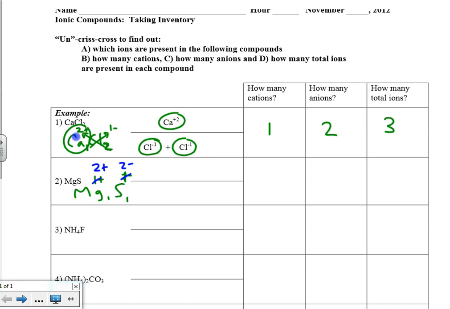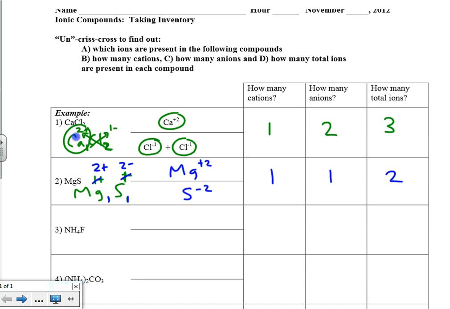We still rely on the subscripts to tell us how many of each ion there is. So in this example, there is 1 magnesium ion with a +2 charge, and there is 1 sulfide ion with a -2 charge. So there's 1 cation, 1 anion, for a total of 2 total ions.